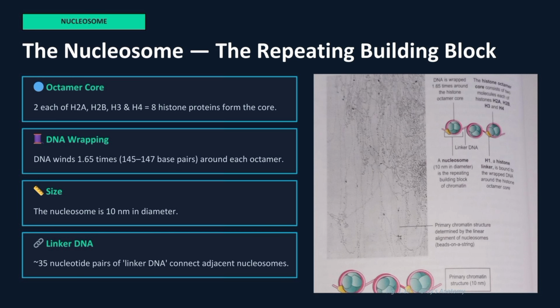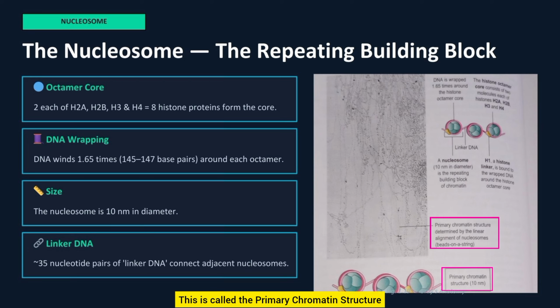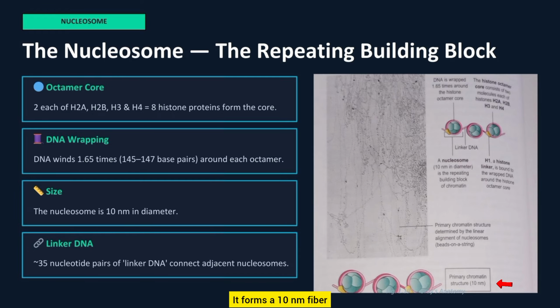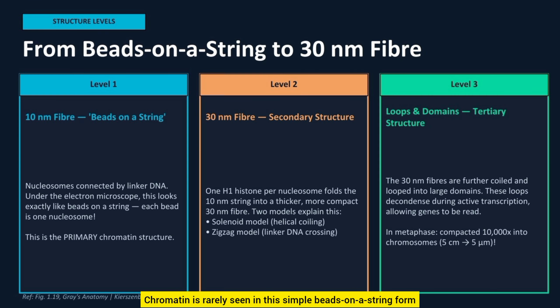Look at the diagram here. Point to figure 1.19. This is exactly what it looks like under the electron microscope. A series of beads connected by a string. Each bead is one nucleosome. This is called the primary chromatin structure, or the beads on a string appearance. It forms a 10 nanometers fiber. Chromatin is rarely seen in this simple beads on a string form. It gets packed further. There are 3 key levels.